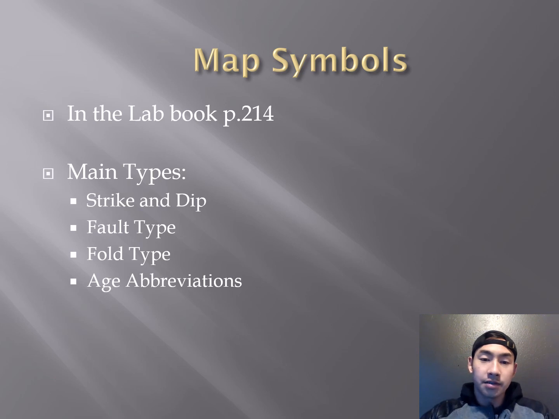In your lab books, page 214 is going to be a very important page. You want to pay close attention to these map symbols. This will tell us our strike and dip symbols, fault symbols, fold types, and age abbreviations. You want to pay close attention to these when working on your assignment.